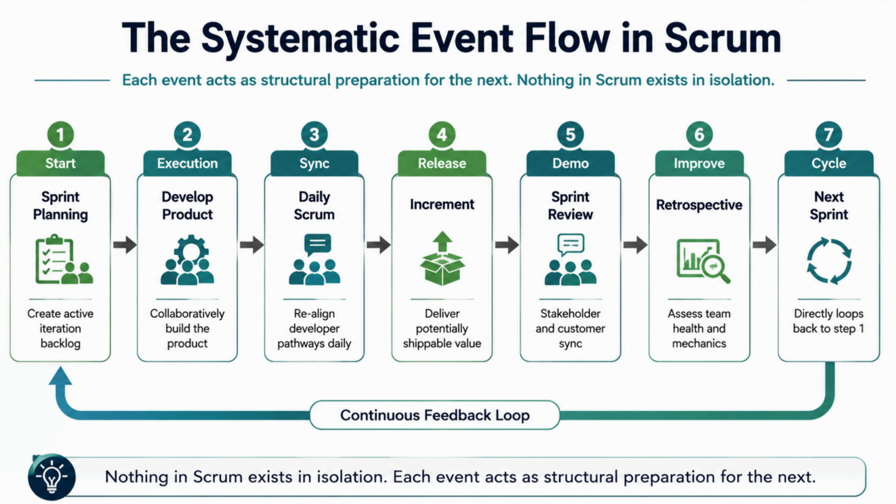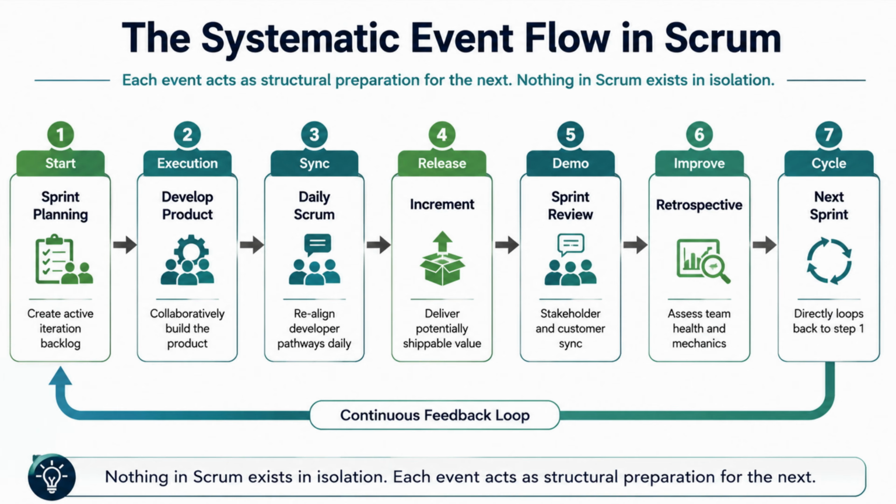Next, the developers build the product during the sprint. The objective is to create a valuable, potentially releasable increment. Every day during the sprint, the developers hold the Daily Scrum. This event helps them inspect progress toward the sprint goal, identify obstacles, and adjust their plan for the remaining work. By the end of the sprint, the team delivers an increment. The increment must meet the definition of done and provide potentially shippable business value.